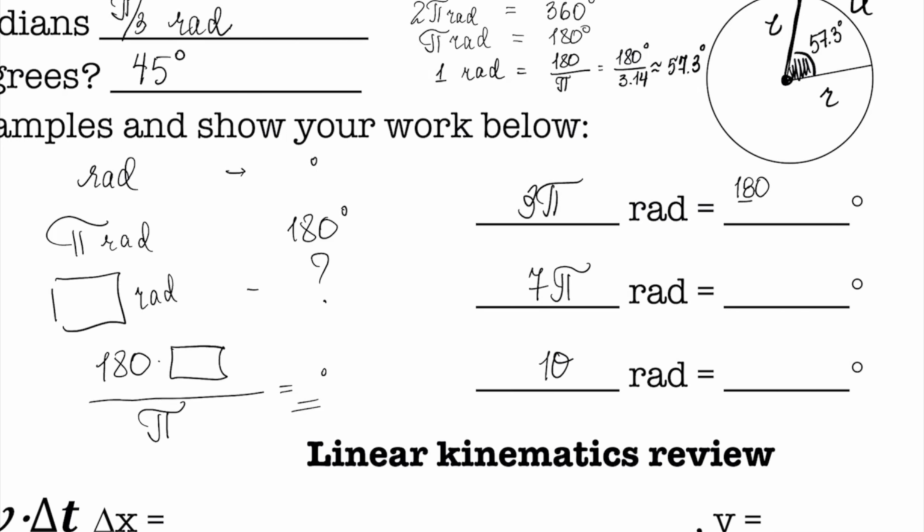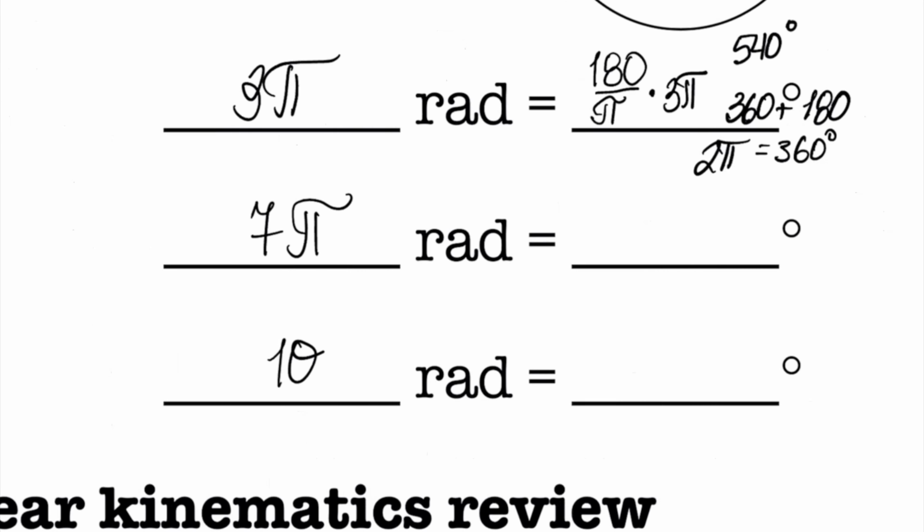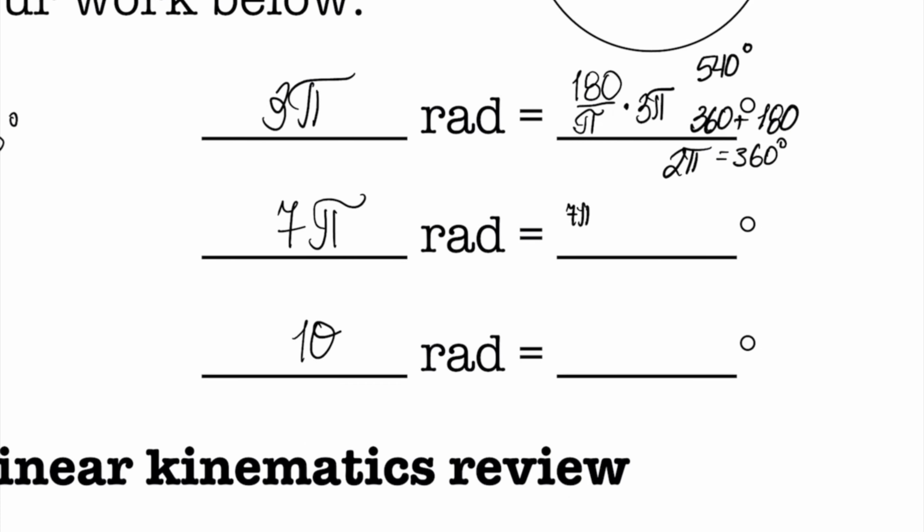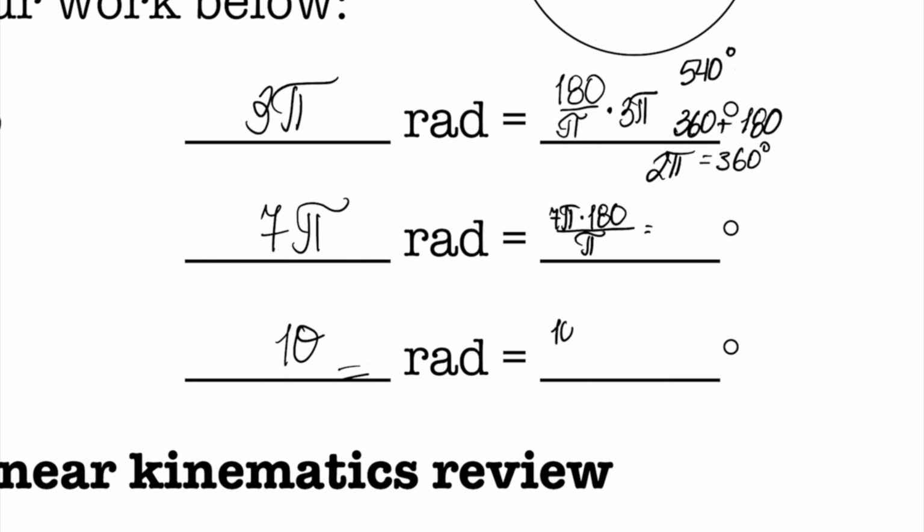180 divided by pi times 3 pi. 3 times 180 is 540 degrees. 7 pi radians to degrees: you take your 7 pi, you multiply it by 180, and you divide it by pi. So that gets you 7 times 180. 10 radians: now see, here I don't have the pi, but I still do it the same way. So I'm going to multiply 10 times 180 and then divide it by pi. And that would get you your answer in degrees.